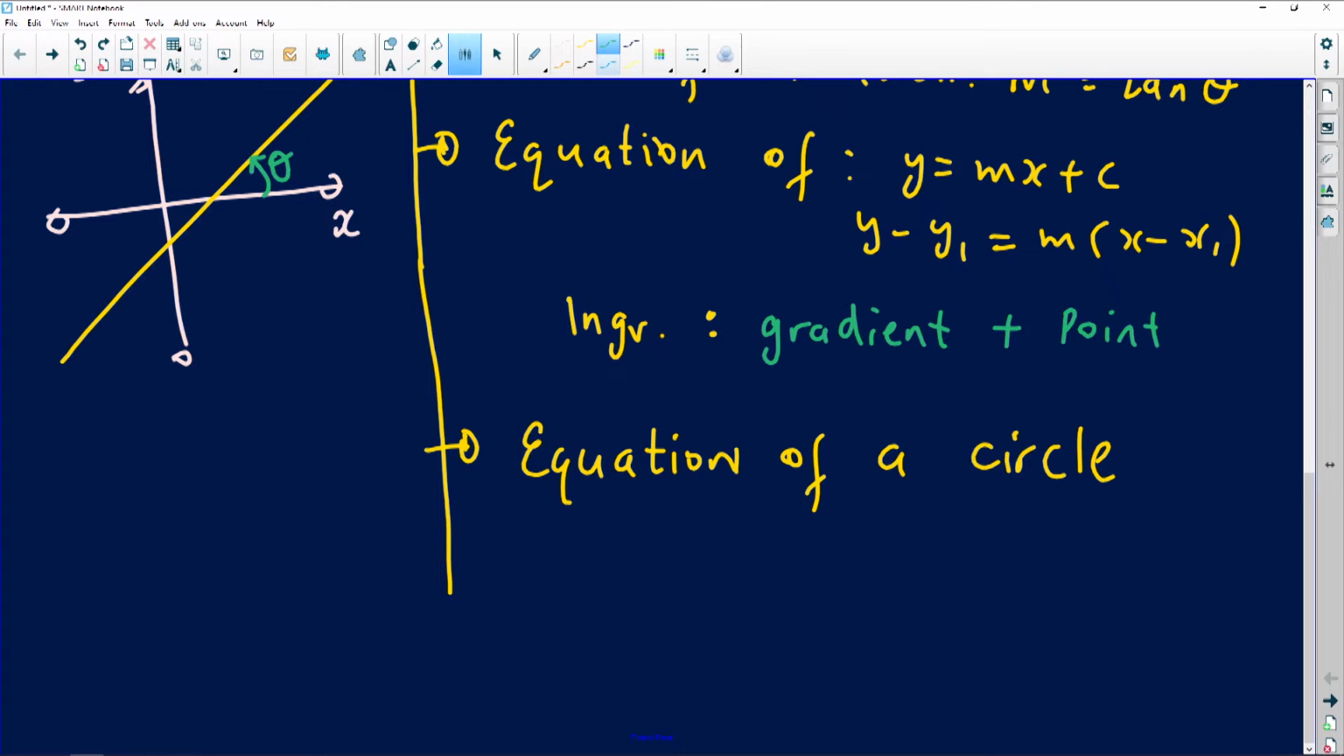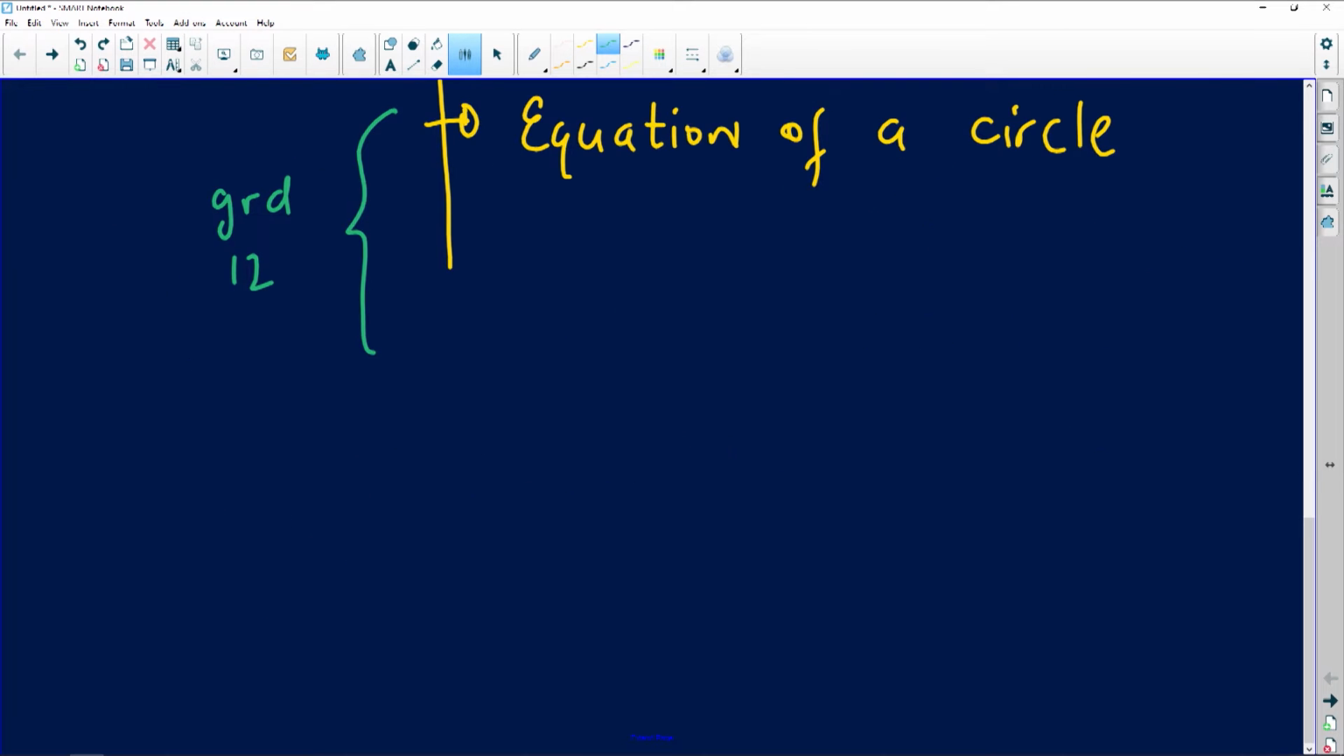If you are a grade 11 learner or a grade 10 learner, this is the only thing that is new. This is where grade 12s are actually supposed to focus more, because that's specifically for them. What do we know? Well, we know that you can have a circle that might have a center at the origin, or a circle that might have a center anywhere on the Cartesian plane. Let's try to show you.